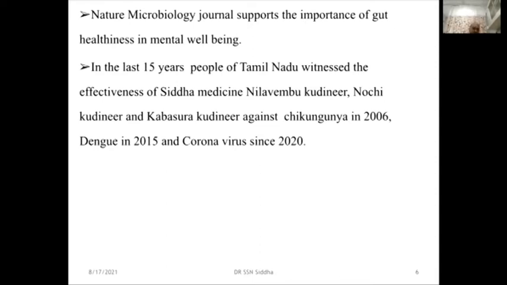So in the last 15 years, especially in Tamil Nadu, India, Tamil Nadu people and the South India people have witnessed the effectiveness of Siddha medicine like kudinir. This is the basic Nilavembu kudinir, this is Andrographis paniculata. It is a traditional formulation which helped the people of Tamil Nadu to be protected from dengue as well as chikungunya, where we suffered great viral epidemics. Now there is Kabasura kudinir, which helped protect the people from the corona pandemic. These are the 2 to 3 important Siddha medicines. Recently, we witnessed their efficacy on a prophylaxis basis for these viral epidemics.